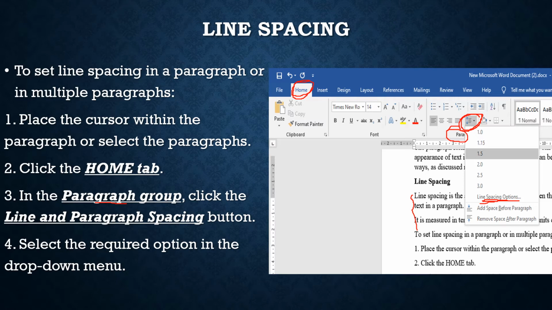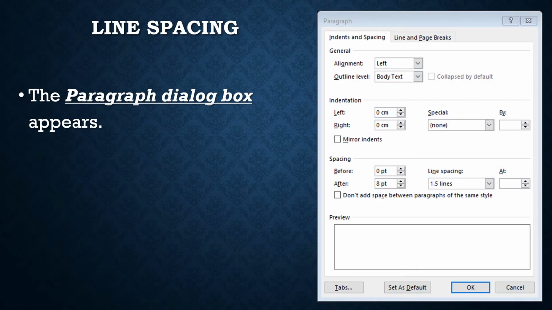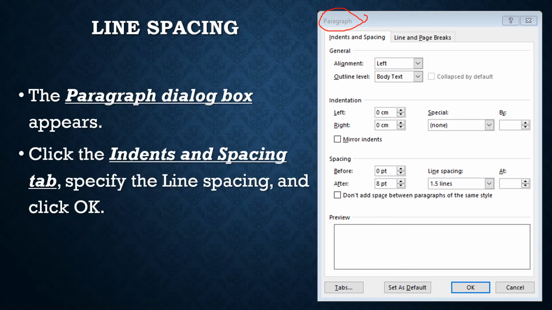Now when you click the line spacing options, a paragraph dialog box will appear like this. So this is the paragraph dialog box. In that you have to click the indents and spacing tab. Here is the indents and spacing tab. You have to click this. Then specify the line spacing and click OK.